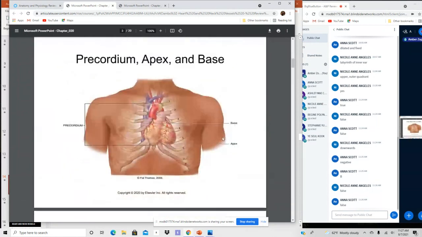This is showing the precordium here, and then the base of the heart, which is at the top, and the apex of the heart, which remember kind of starts to go into the left side of the chest, and it's the reason why the left lung is more narrow.